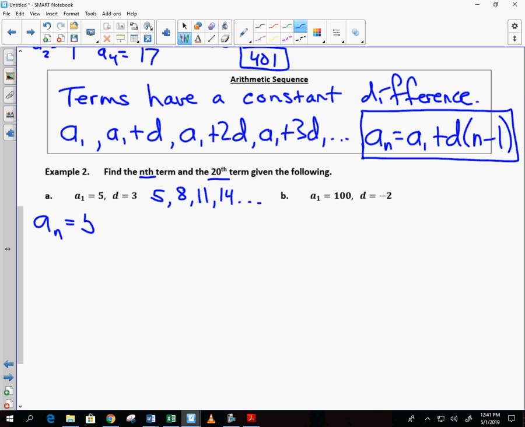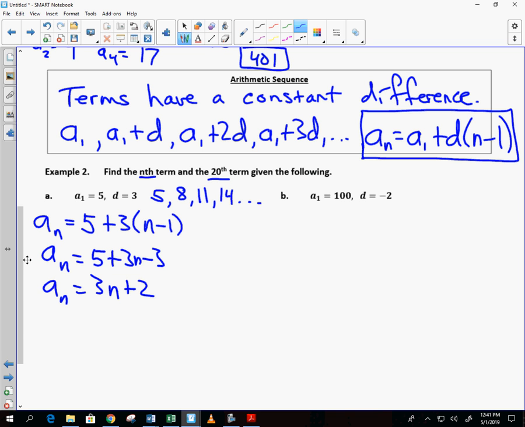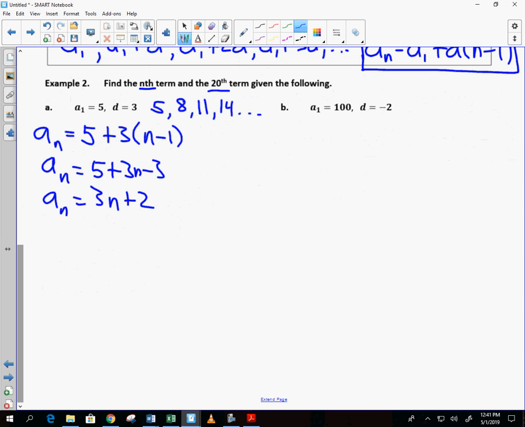So a sub n is 5, that's the first term, plus the difference, which is 3, times n minus 1. Or a sub n is equal to 5 plus 3n minus 3, or 3n plus 2. That will tell me any term number. So we just came up with the equation. So I would like to figure out the 20th term. So I could simply plug in 20, and what do you get? 62.